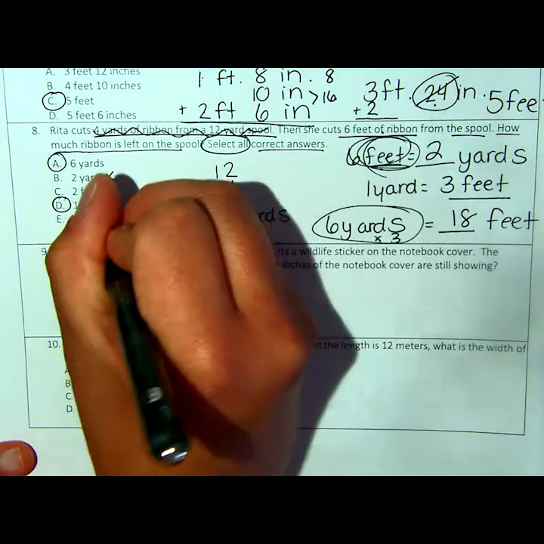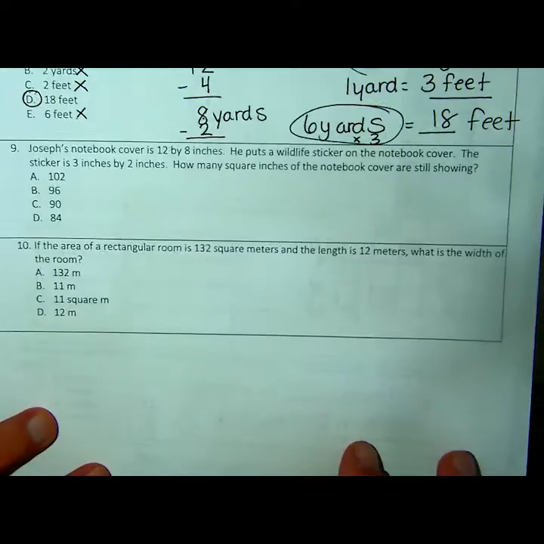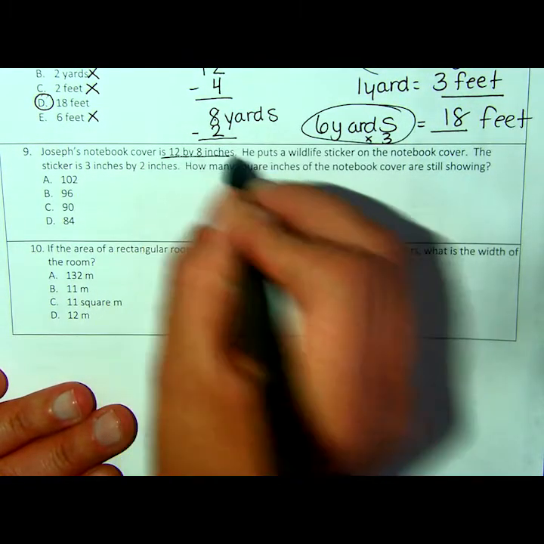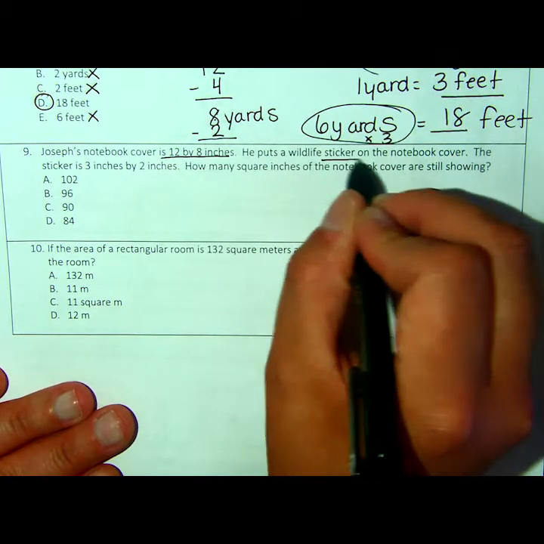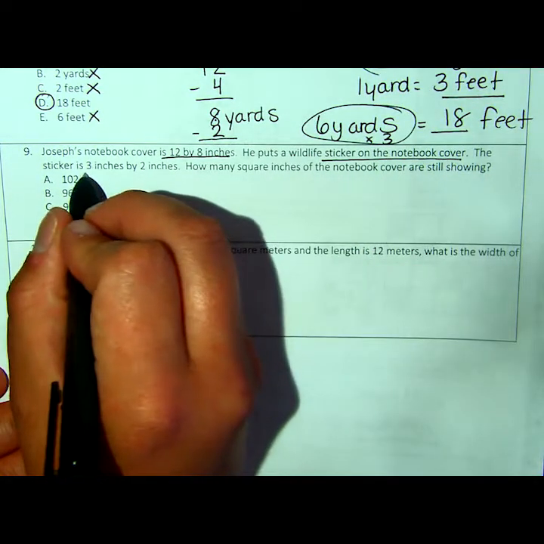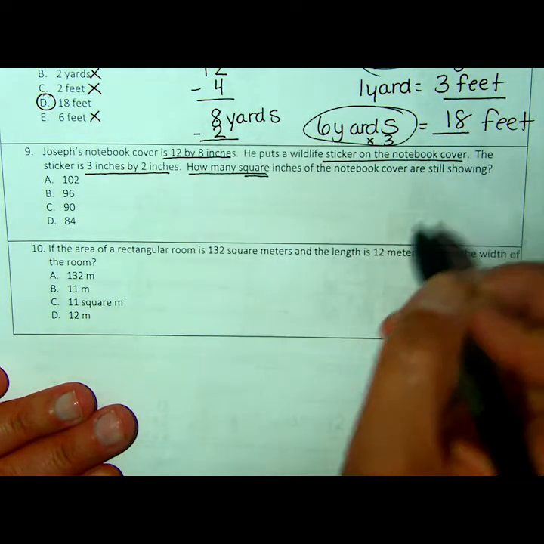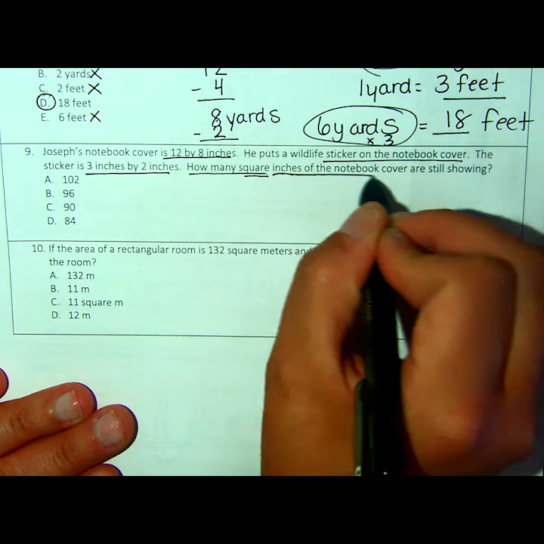Let's look at number 9. 2 more to go. You guys are doing great. Joseph's notebook cover is 12 by 8 inches. He puts a wildlife sticker on the notebook cover. The sticker is 3 inches by 2 inches. How many square, oh, they're talking about area, inches of the notebook cover are still showing?